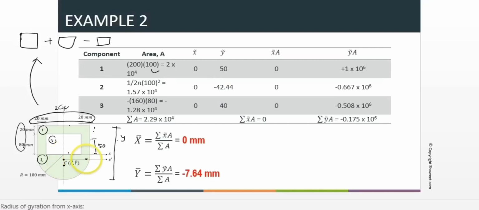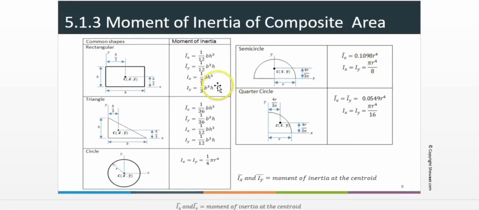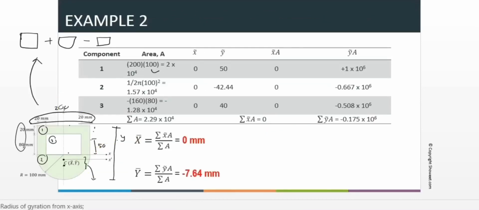And then for the second one, how do we get the 42.44, which is for the semicircle? The easiest way is to refer to the table for how to find x bar and y bar. If you are not clear, you can refer to other tables too, but roughly the method is the same, for Ix and Iy. From here we get 42.44, which is from the equation 4r divided by 3 pi. So we get the centroid in terms of y bar from the semicircle.